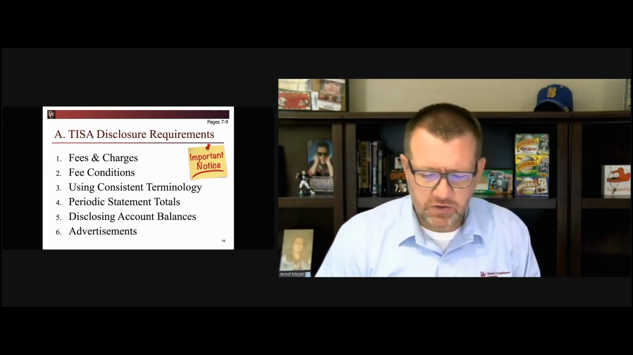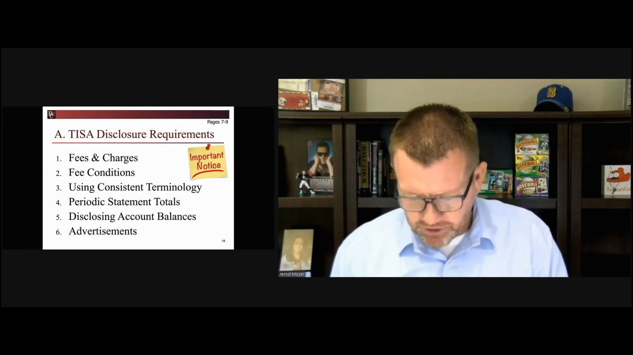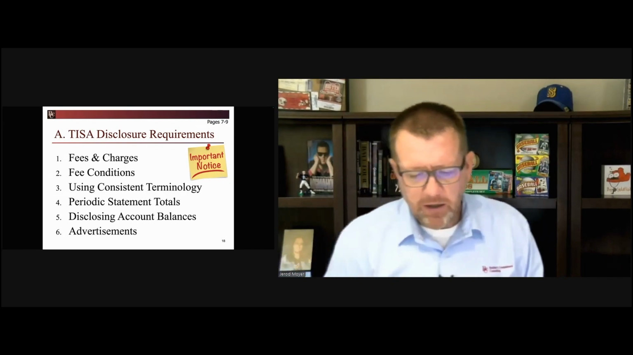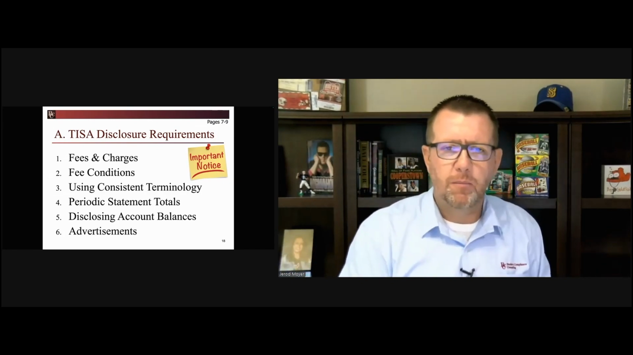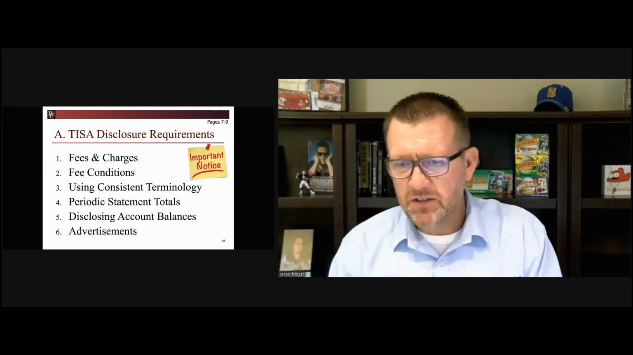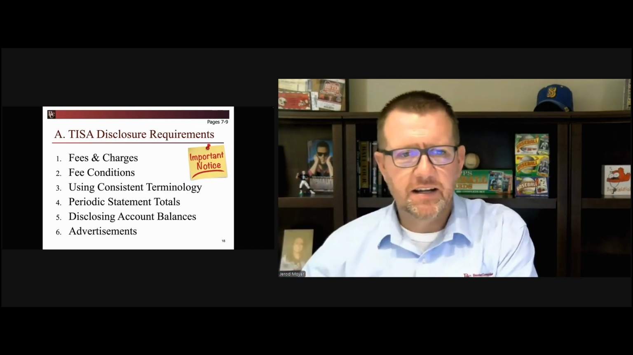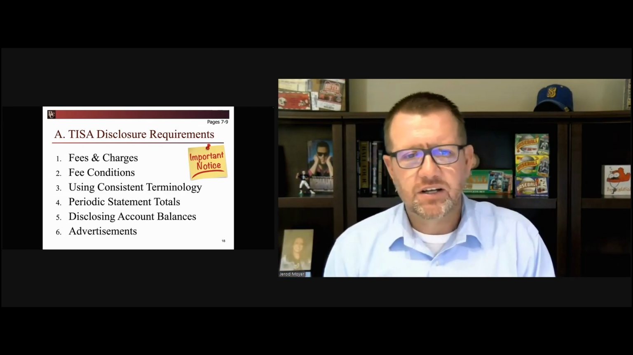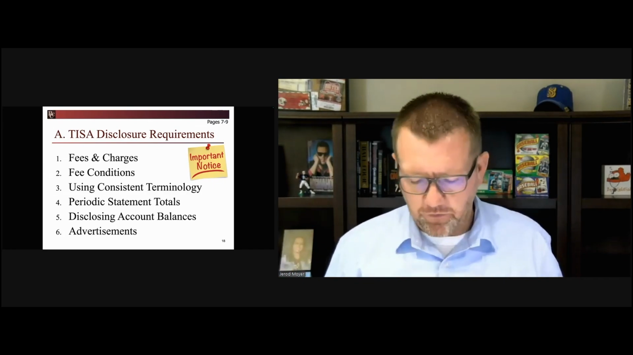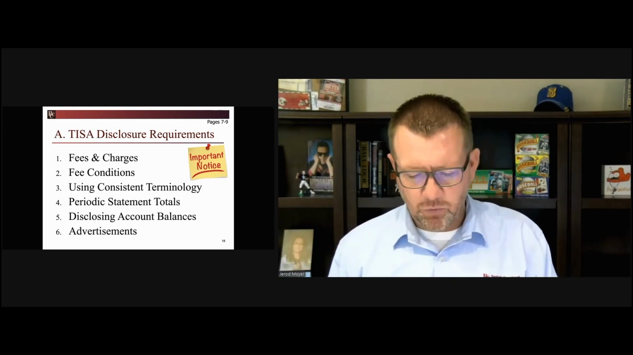Periodic statement totals, you'll find those on page number 8, number 4. There has long been a requirement that you have the statement cycle as well as the year to date as it relates to NSF and overdraft fees. That's probably a very automated thing for all of you, but that's currently one of the Reg DD requirements.